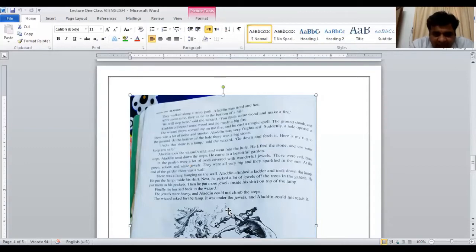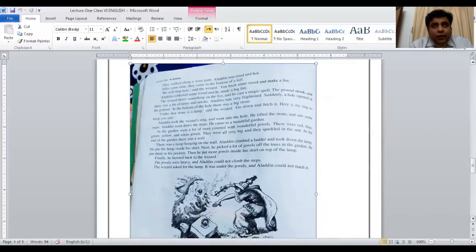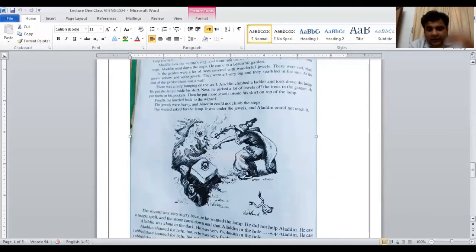The wizard asked for the lamp. It was under the jewels. Now the wizard asked him, where is my lamp? He said the lamp is inside the shirt, but over the lamp there were the jewels. And Aladdin could not reach it.